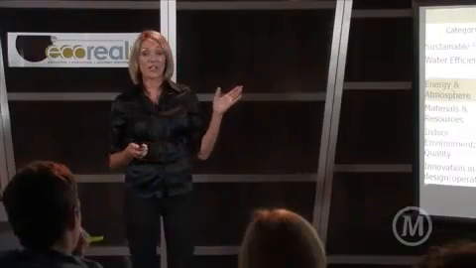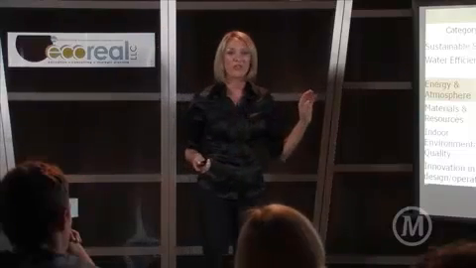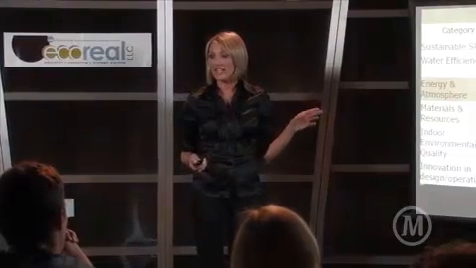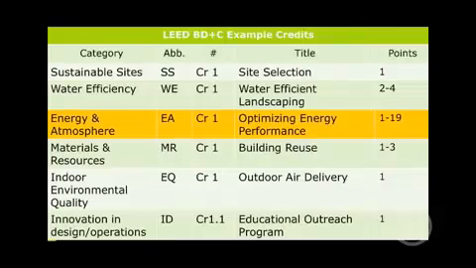So LEED Building Design and Construction, these are some example credits. So these are the first credits within each category. So we've got Sustainable Sites, abbreviation, get familiar with that, SS, credit 1, that's how it would show up in your reference manual or your scorecard. SS, credit 1, Site Selection, the credit title, earn 1 point. So you don't earn a lot of points.